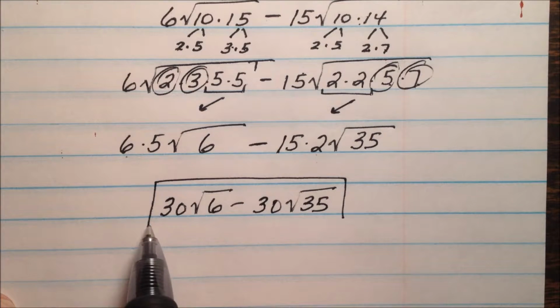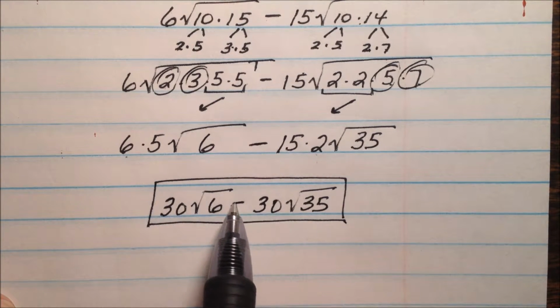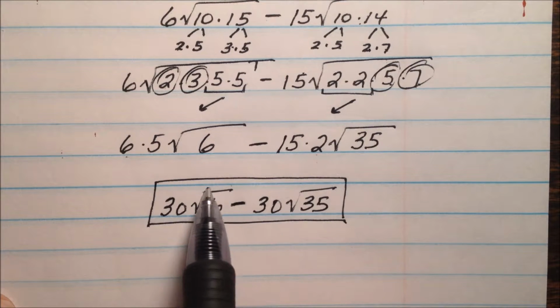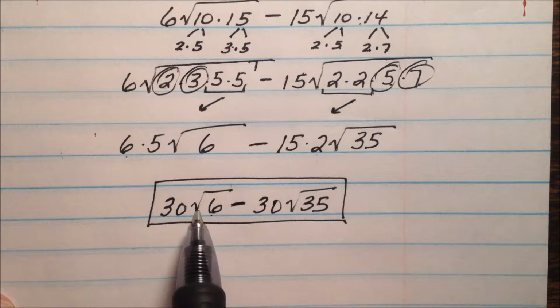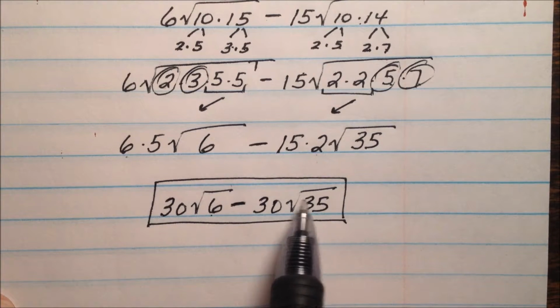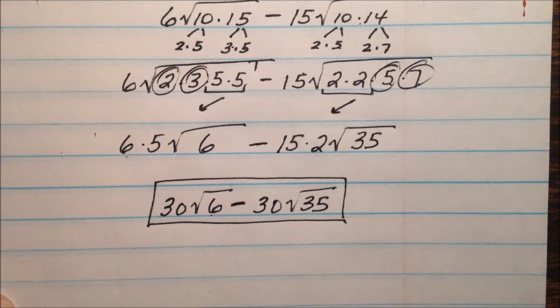And that's as far as we can go with that, because even though both of these are 30's, that's just the coefficient. The true thing about these like terms is that in order to be like radical terms to go together, these radicands and the index have to be the same. They're both square roots, but this is the square root of 6, and this is the square root of 35, so this is all the more simplified we can make it.